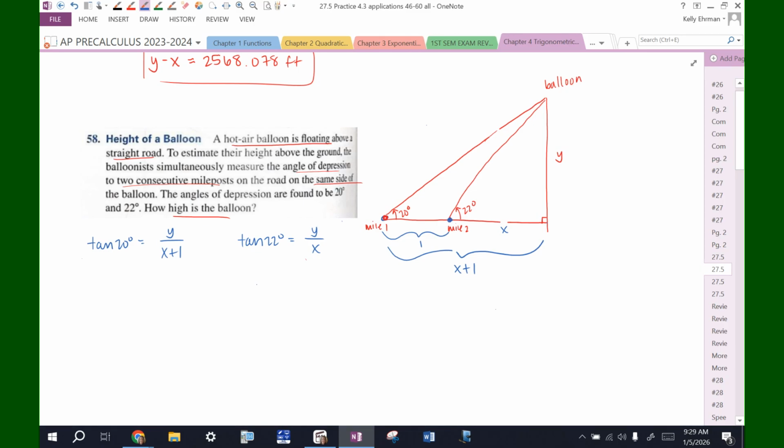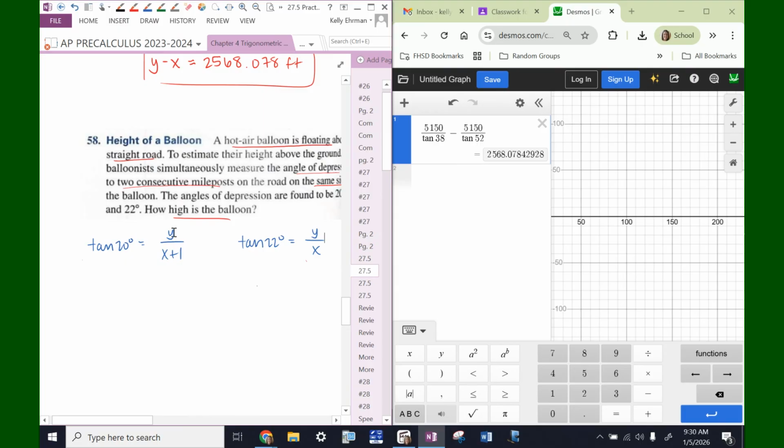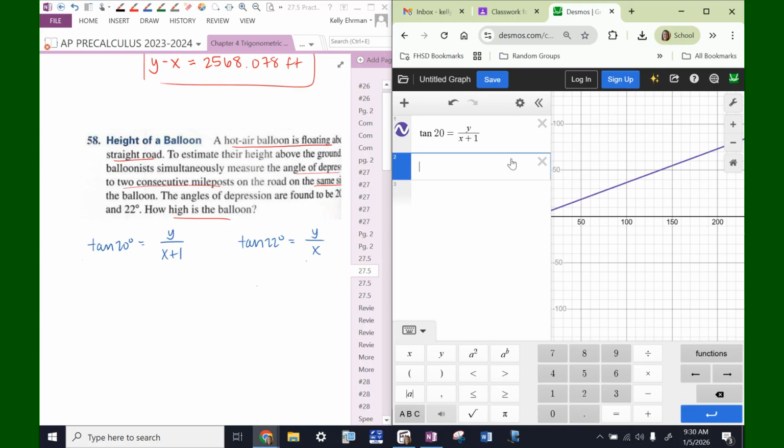And it really doesn't matter. Actually, let's just try something right now. Let's just type this in as it is. I will rearrange it so I can solve algebraically if I need to, but once you get this equation set up, let's just see if we can find the point of intersection. Tangent of 20 equals Y over X plus 1, and tangent of 22 equals Y over X. The point of intersection between these two graphs should be my X, Y coordinate that works, right?